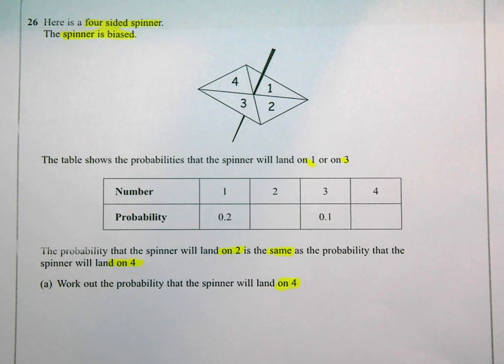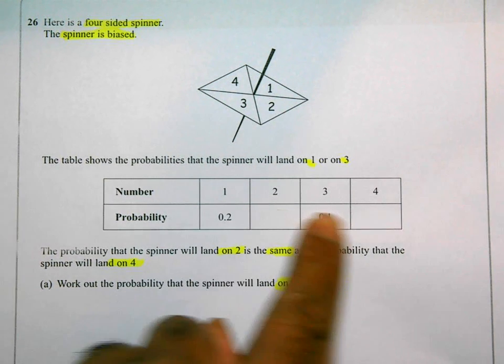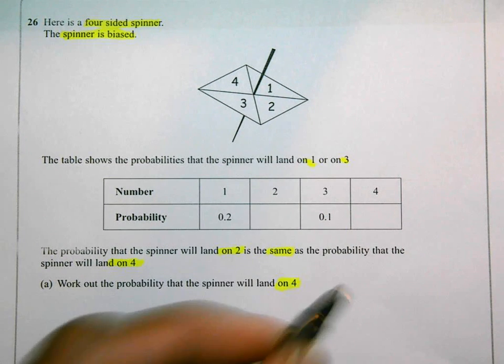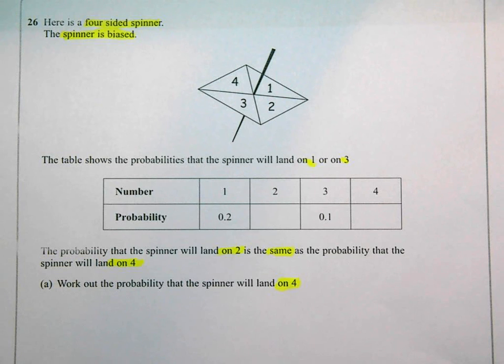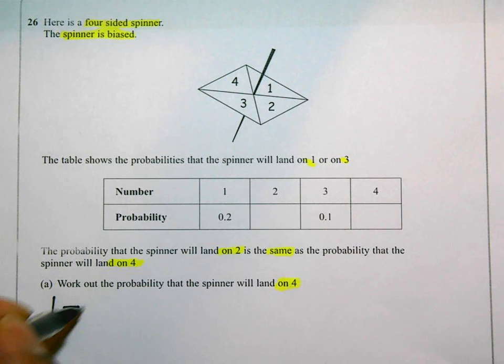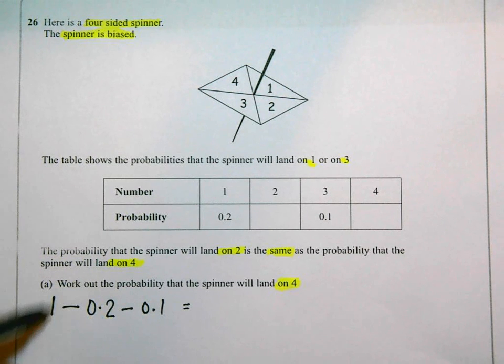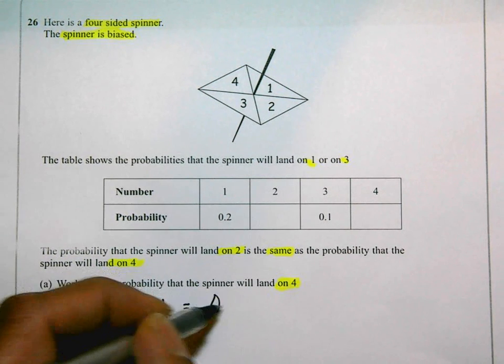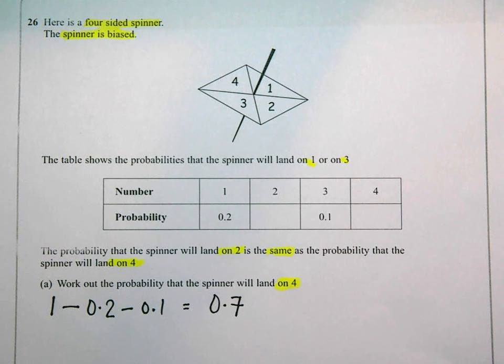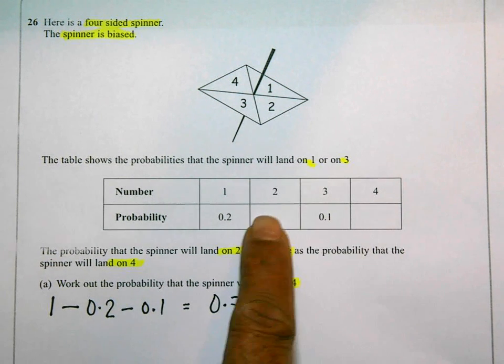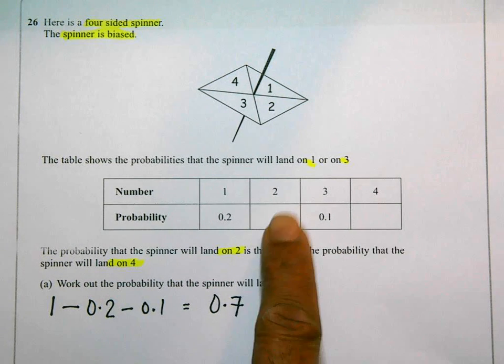One thing that we do know is that the sum of all the probabilities, so the numbers in all 4 of these cells, should add up to 1. So that means the probabilities in the two blanks is going to be 1 take away 0.2 take away 0.1. In other words, 1 take away 0.3, and that's going to be 0.7. You can use a calculator to check that if you wish. So the probability of getting a 2 and the probability of getting a 4 will add up to 0.7.